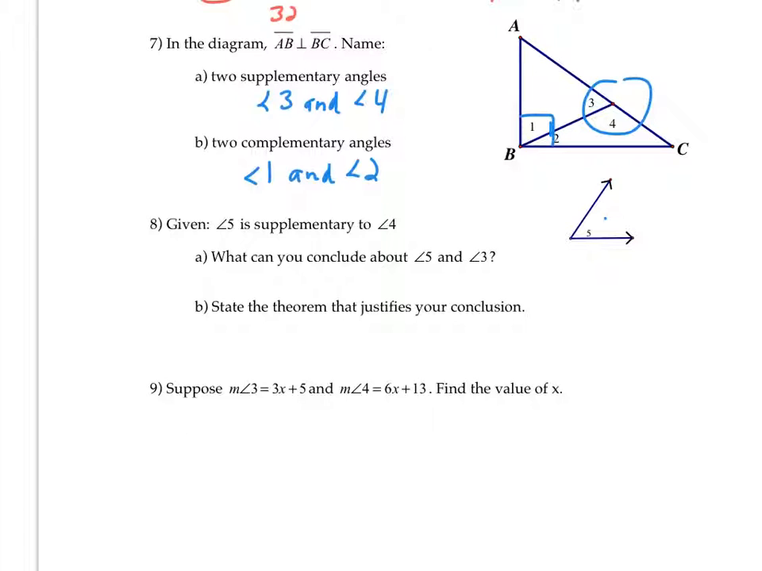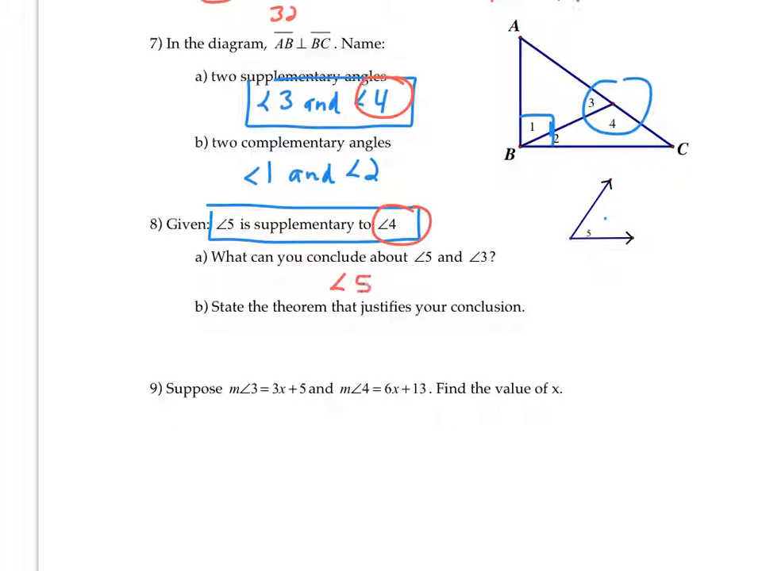And question number 8, it says angle 5 is supplementary to angle 4. Remember that angle 3 was supplementary to angle 4. And since 5 and 3 are both supplementary to the same angle, we can conclude that angle 5 is congruent to angle 3.